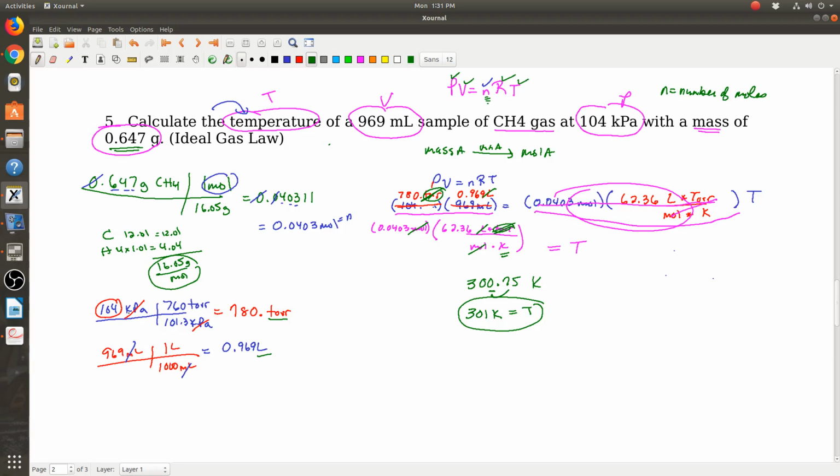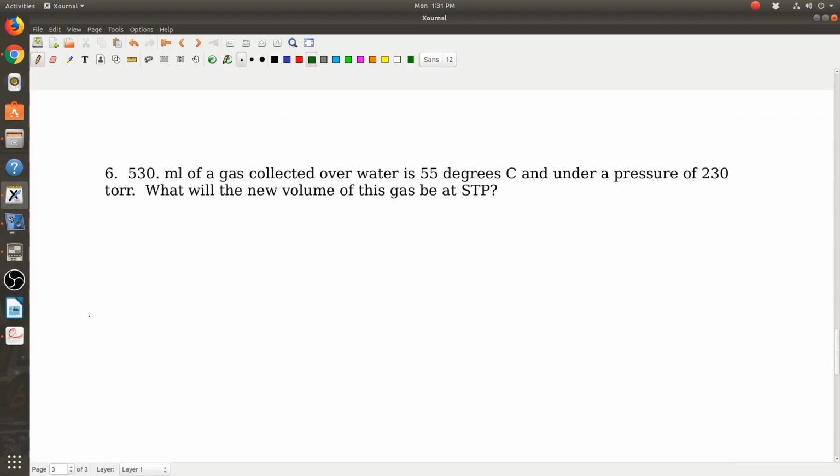All right, we're going to go on to the next one, number 6. And I put this one up because I wanted to review collected over water. All right, that means you're going to have to subtract out the water vapor using Dalton's law, okay? Dalton's law, that looks like a P, is, the total pressure is the pressure of the gases. And for us, we're going to just be using the pressure of the water and the pressure of the gas.